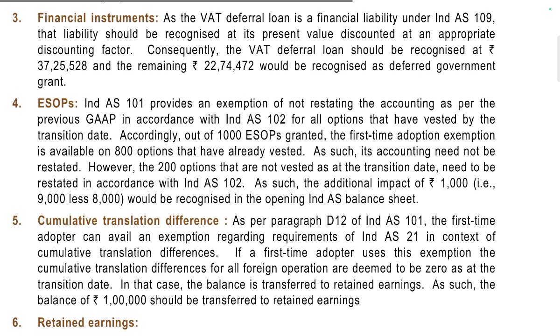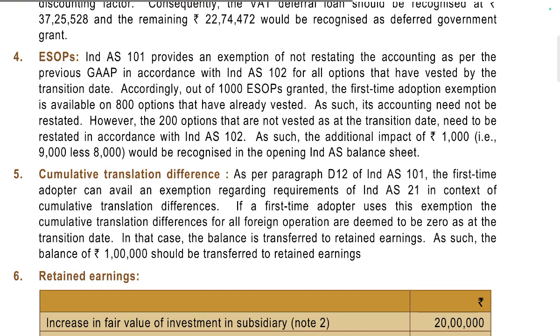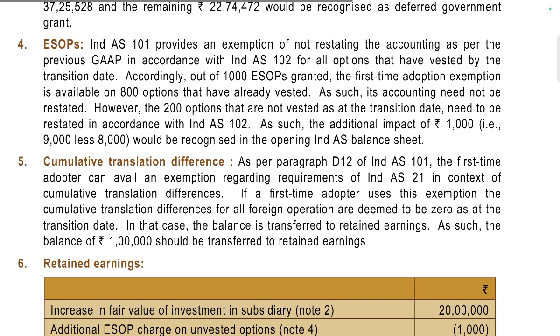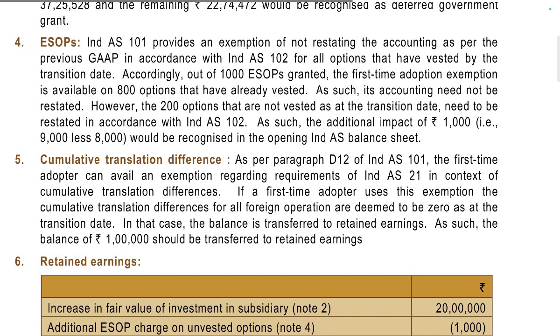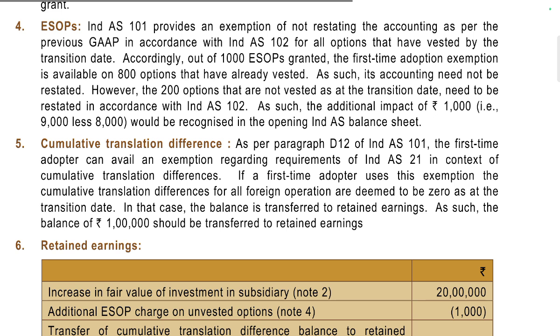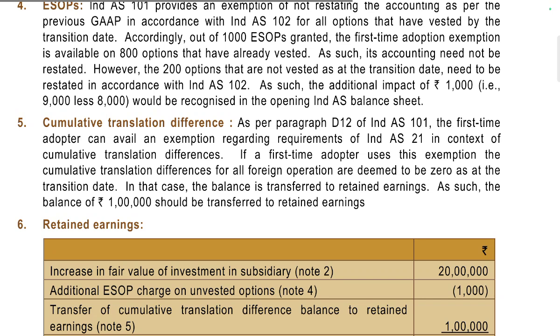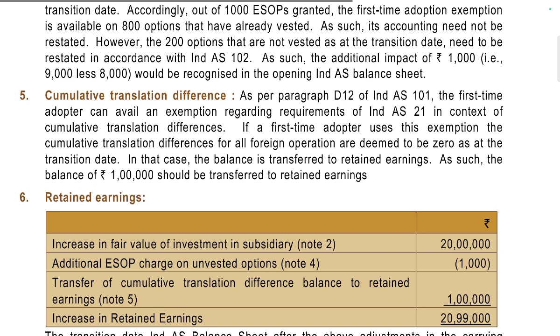ESOP: Ind AS 101 provides an exemption of not restating the accounting as per previous GAAP in accordance with Ind AS 102 for all options that have vested by the transition date. Of the 1,000 ESOPs granted, the first-time adoption exemption is available to the 800 options that have already vested, so the accounting need not be restated. However, 200 options have not vested by the transition date and need to be restated in accordance with Ind AS 102. As the additional impact of 9,000 less 8,000 is 1,000, it is recorded in the opening Ind AS balance sheet.